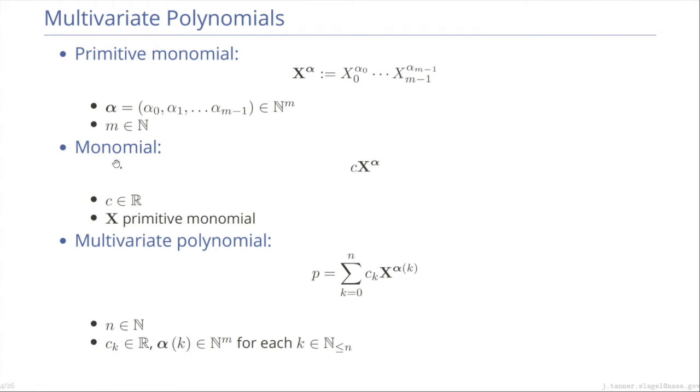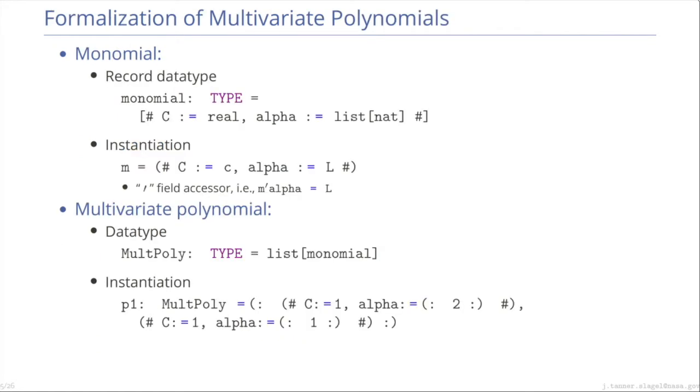Great. Then a monomial is nothing more than a primitive monomial multiplied by some real scalar. To get the multivariate polynomial, you take a bunch of monomials and create a linear combination of them. So a multivariate polynomial is just the sum of a bunch of different monomials. All right, this is what multivariate polynomials look like mathematically. This is how we implemented it in PVS.